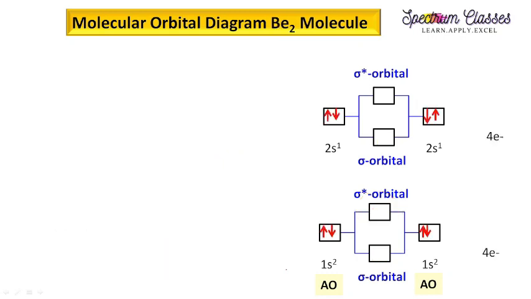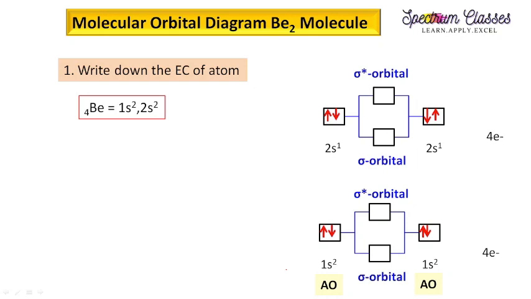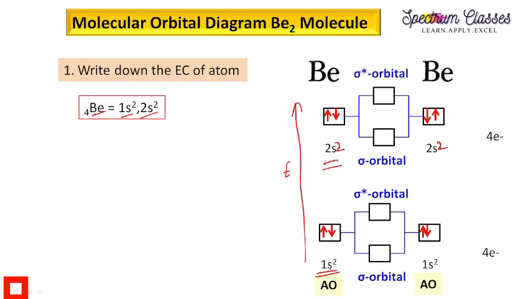Now coming to the next example, beryllium. First write down the electronic configuration for the beryllium atom: 1s2, 2s2. Draw the atomic orbitals in increasing order of energy. 1s2 here, 2s2 here, right? So 2 electrons are filled in each of these orbitals.